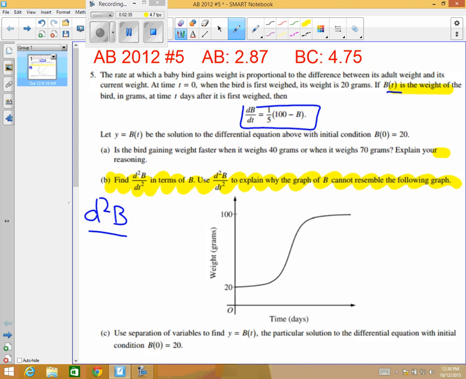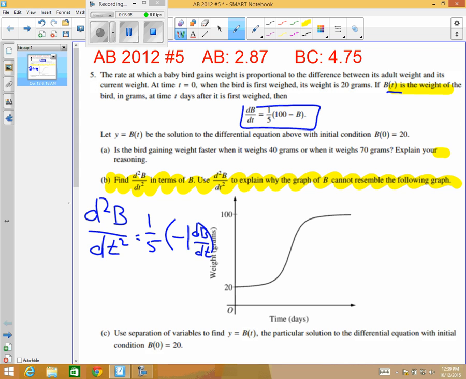dt squared. That 1/5 is just a constant, so we can kind of ignore it, just leave it there. And then the derivative of 100 is 0. Derivative of negative b would be -1, but we have to say -1 dB dt. This is a related rate, or you could think of it as implicit differentiation. So we have to have that dB over dt. Fortunately, we know what dB over dt is. It was given to us right up here.